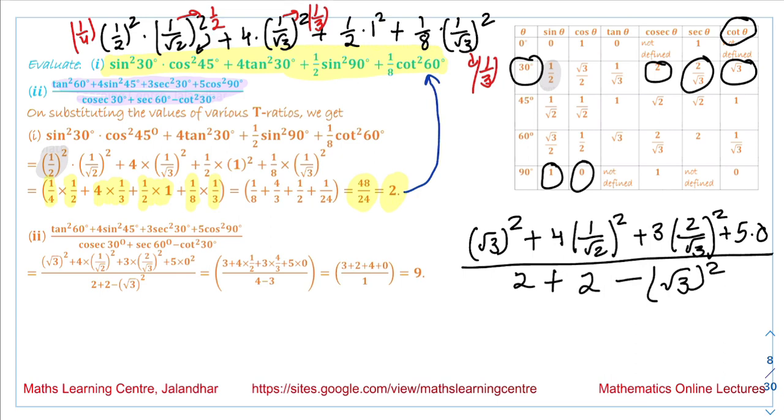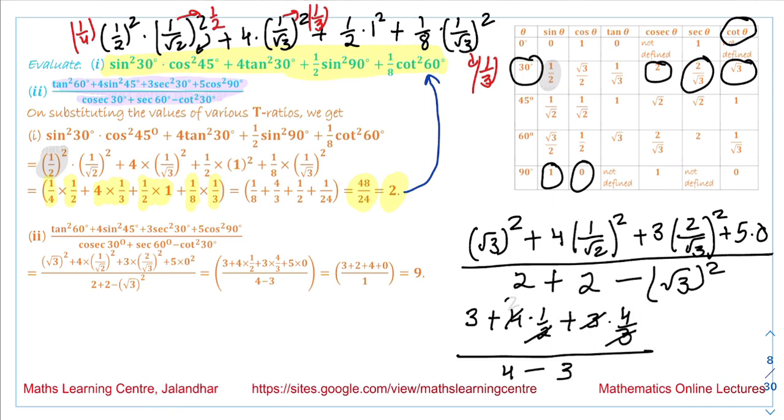On solving this, we will get 3 plus 4 into 1 by 2 plus 3 into 4 by 3, last term 0 over 4 minus 3. So these two 3s get cancelled, this gets 2. So the answer we will get is equal to 9.